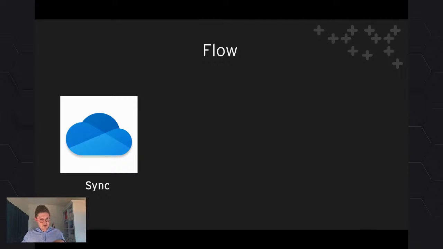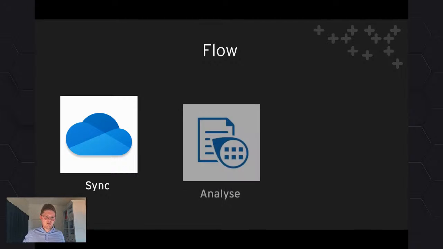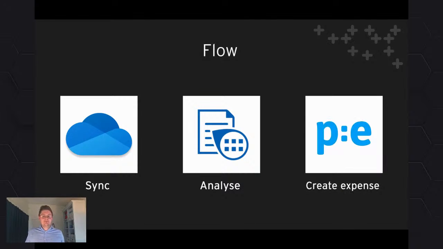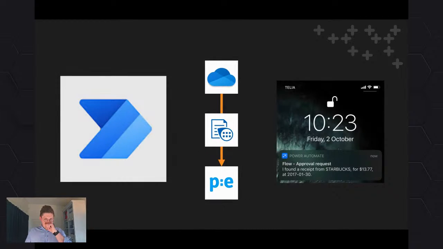Whenever OneDrive realized there's a new photo available, it would ask Azure Form Recognizer, is this a receipt? And if it was a receipt, it would call our expense reporting system and create a draft for an expense for us. When that was done, it would send a push notification to our phone saying, okay, I found a receipt in your camera roll, in this case from Starbucks for $13. And it was from 2007-01-30, so this was an old receipt we used as an example.